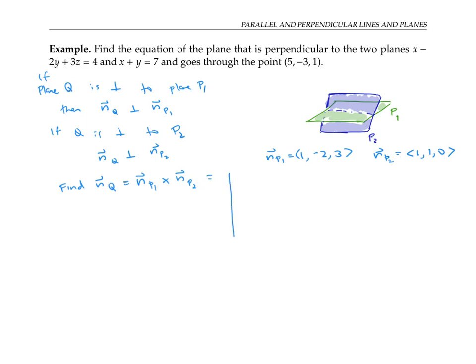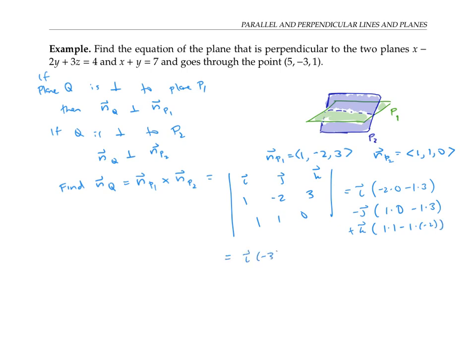So now I can take the cross product of those two vectors, and I get i times (negative 2 times 0 minus 1 times 3) minus j times (1 times 0 minus 1 times 3) plus k times (1 times 1 minus 1 times negative 2). That simplifies to i times negative 3 minus j times negative 3 plus k times 3. So my normal vector for Q is going to be negative 3, 3, 3.